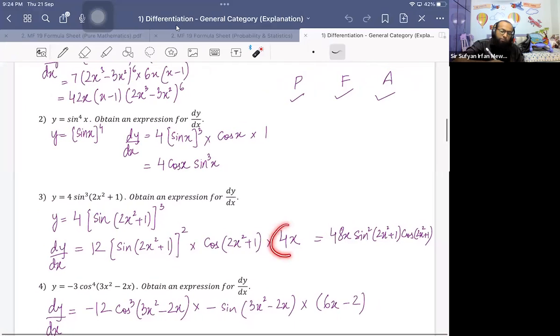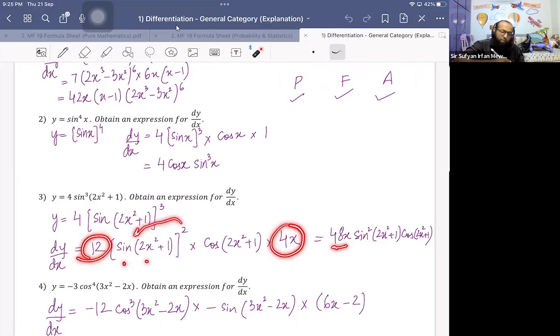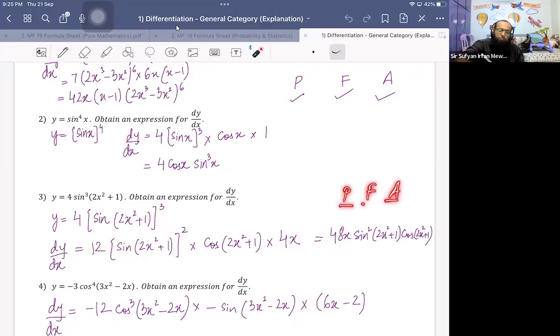So what I've done over here is 4x is multiplied by 12 and I've given 48x. Then 2 will be applied over here. So sine 2x square plus 1 whole square is same as sine square 2x square plus 1. And this is cos 2x square plus 1. So we have dealt with the power, the function, and the angle. Power, function, angle.